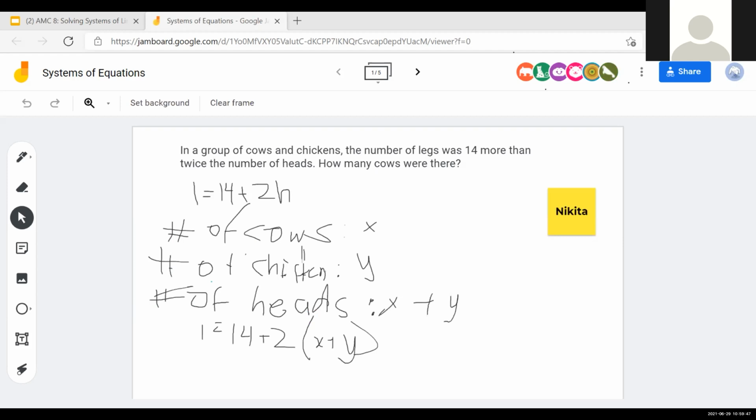Some person is writing everything on the Jamboard. Yeah, okay, so please do it on a sticky note.